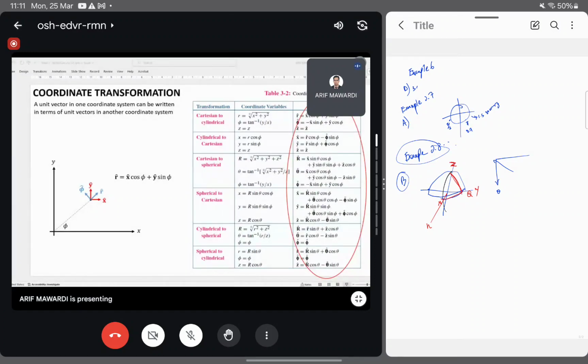Okay, maybe I can explain this. So this one: a unit vector in one coordinate system can be written in terms of unit vectors in another coordinate system.